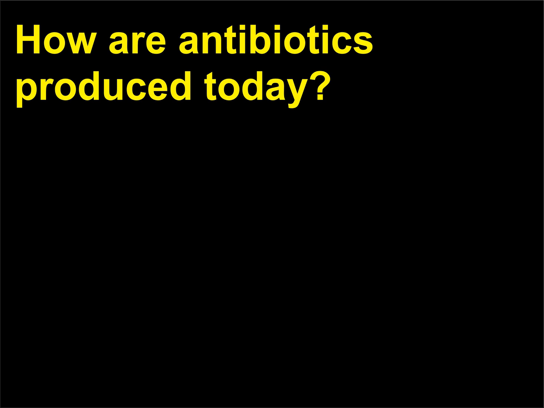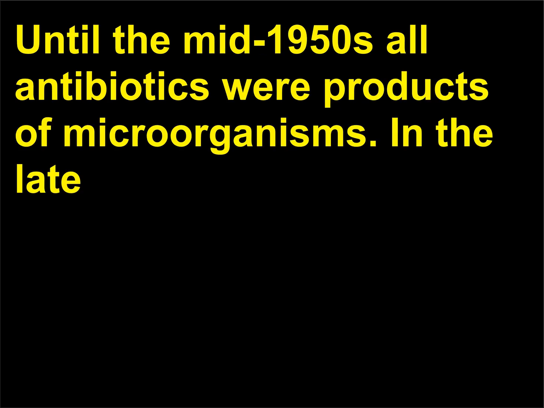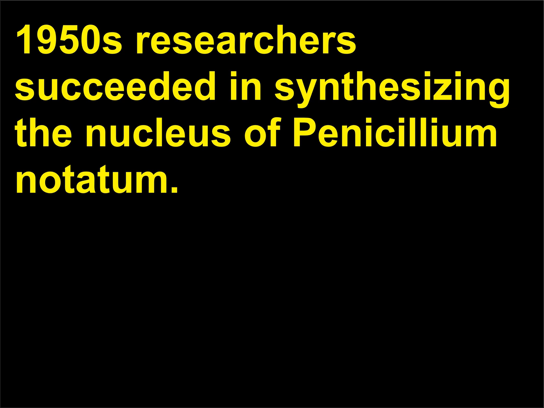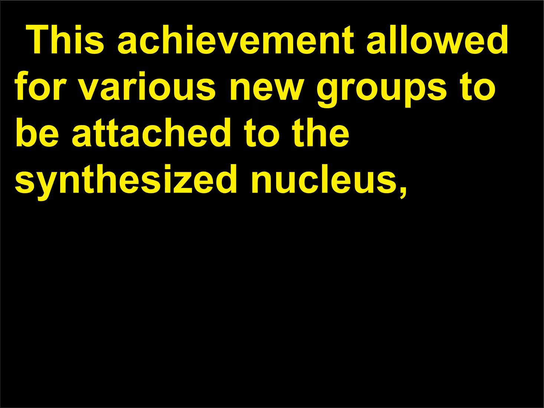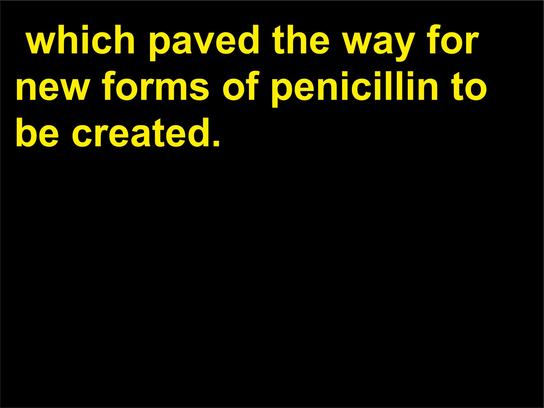How are antibiotics produced today? Until the mid-1950s, all antibiotics were products of microorganisms. In the late 1950s researchers succeeded in synthesizing the nucleus of Penicillium notatum. This achievement allowed for various new groups to be attached to the synthesized nucleus, which paved the way for new forms of penicillin to be created.